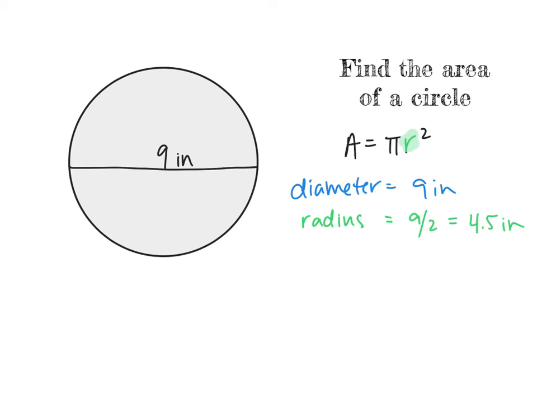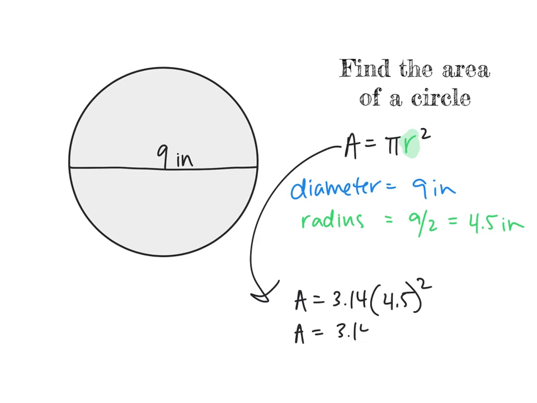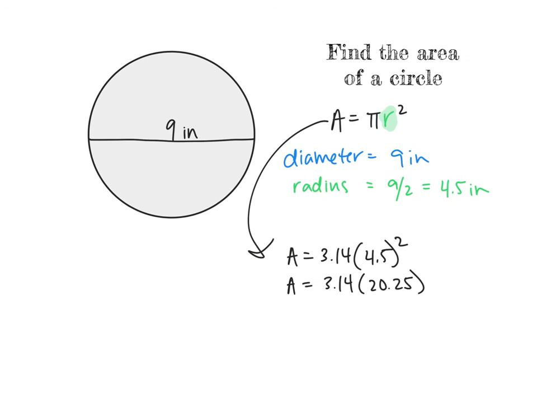So now that I know what my radius is, let's plug that in and solve for my area. Area is equal to 3.14 times 4.5 squared. Now be careful here because 4.5 squared is not 9. 4.5 times 4.5 is actually 20.25. So my area is equal to 3.14 times 20.25. 20.25 times 3.14 is going to give us an area that's equal to 63.585 inches squared.